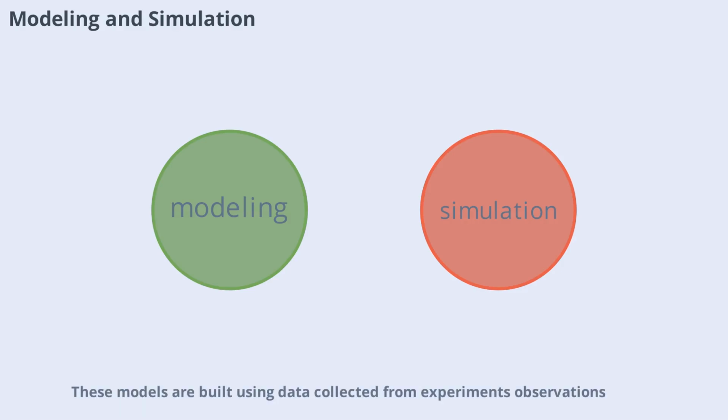These models are built using data collected from experiments, observations, and literature. Simulation allows researchers to test hypotheses, explore scenarios, and identify patterns that may not be visible in raw data. Modeling is especially useful for studying complex systems such as ecosystems or disease spread.